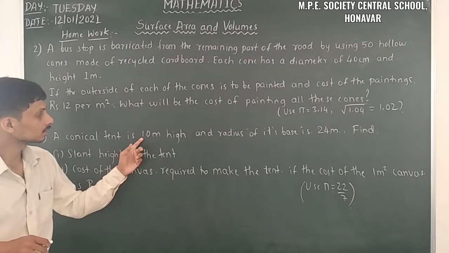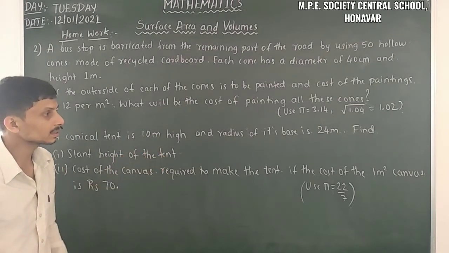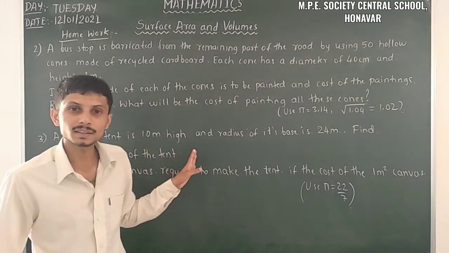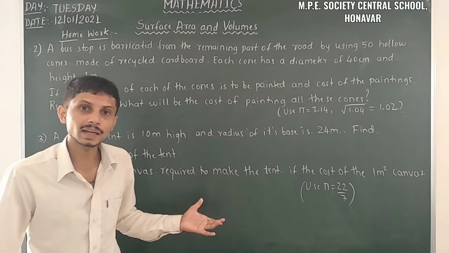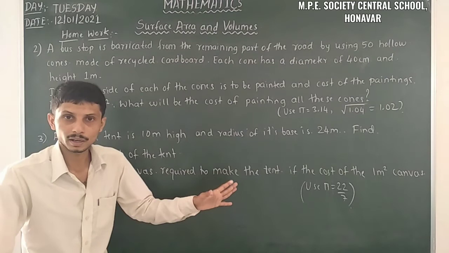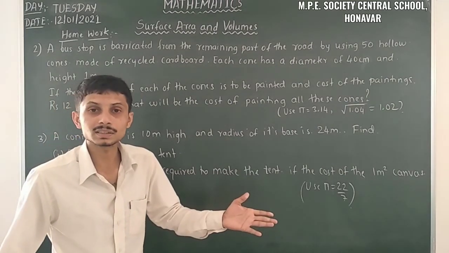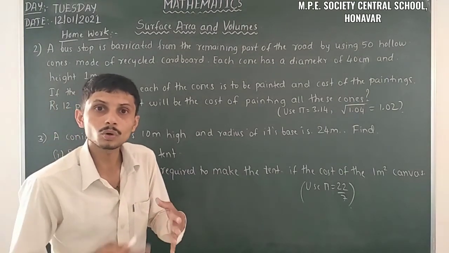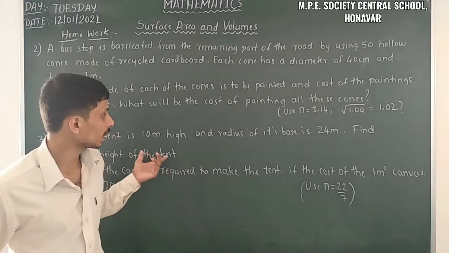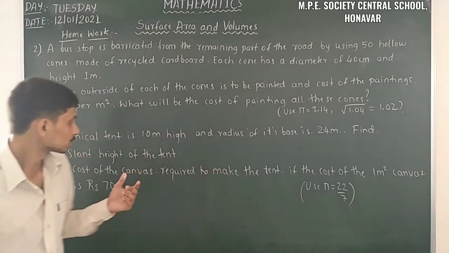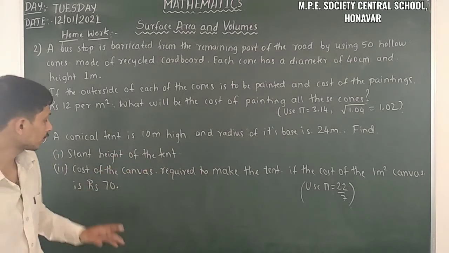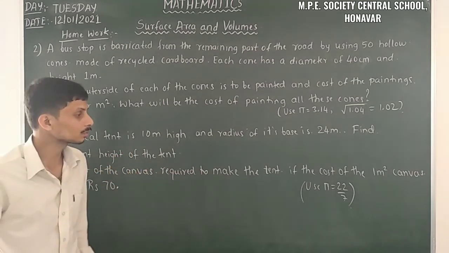A conical tent is 10 meter high, and the radius of its base is 24 meter. Radius is given, height is given, so using the height and the radius we can find out the slant height. Just observe, conical tent. Tent means, like the previous example, a conical tent is hollow inside, so there is no base part. So we only have to find out the curved surface area here, and the slant height of the tent, and the cost of the canvas required to make the tent.